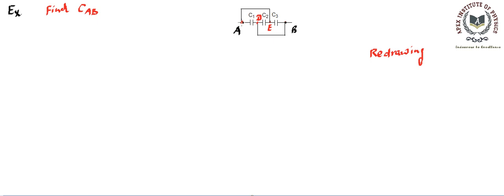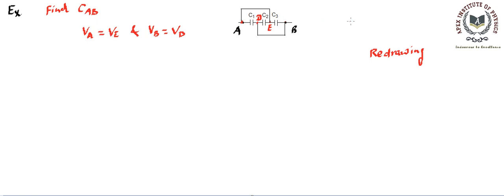Now C1 is connected between A and D, so we will keep C1 connected between A and D. C2 is connected between D and E, so we will keep that connection intact. Similarly, C3 has to be connected between E and B. Now we know by the properties of a conductor that the potential of point A must be the same as the potential of point E. Similarly, the potential of point B is going to be the same as the potential of point D. Now if points are of the same potential, then we can draw those points at the same location, because same potential points can always be located at the same location.